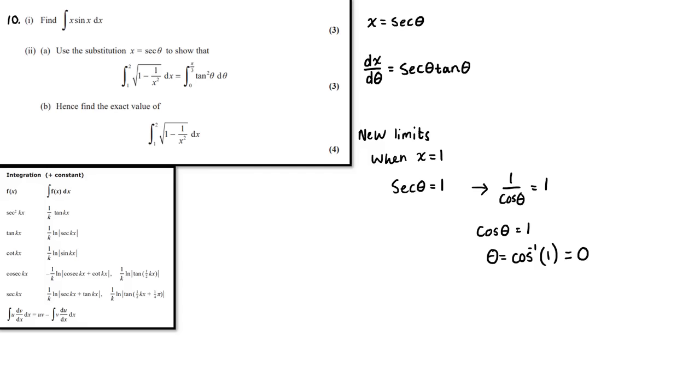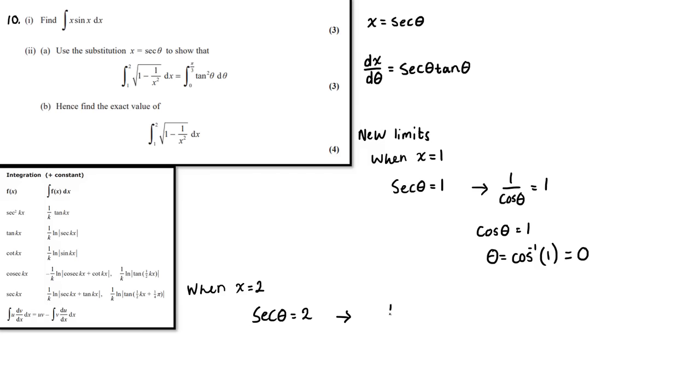And now the second limit is going to come when x equals 2. So we need to show that as well. So when x equals 2 here, we say sec theta is equal to 2. And again, we just need to solve now for theta. And be very careful here. This isn't going to be theta is equal to cos inverse of 2. Be very, very careful here.